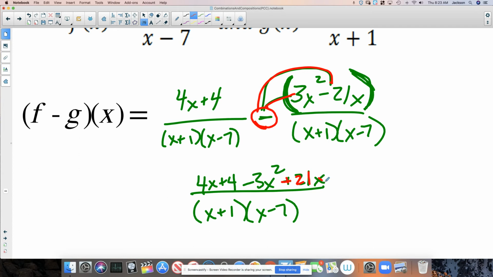If you compare this to the addition problem, we didn't change any of these values because we were adding. We were adding this, we were adding that, so we didn't have to change any of their signs. When we're subtracting, we're basically taking the opposite of each of these terms. The positive 3x squared is negative 3x squared. The negative 21x is positive 21x.